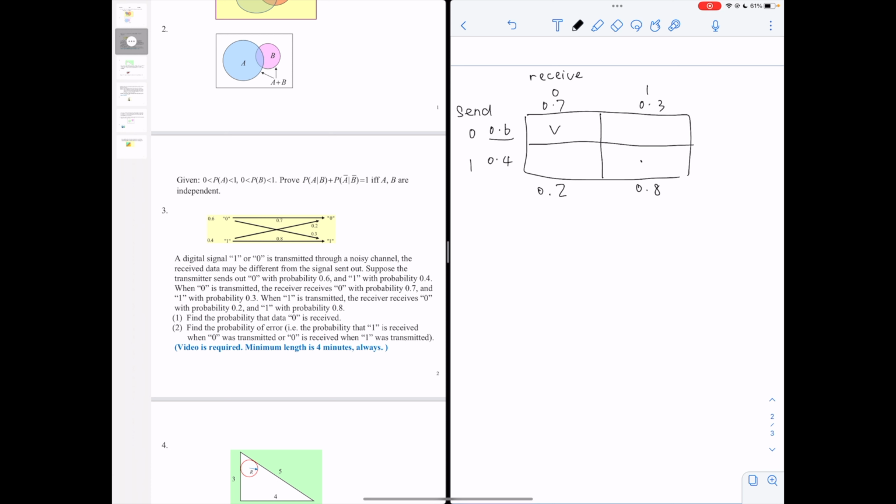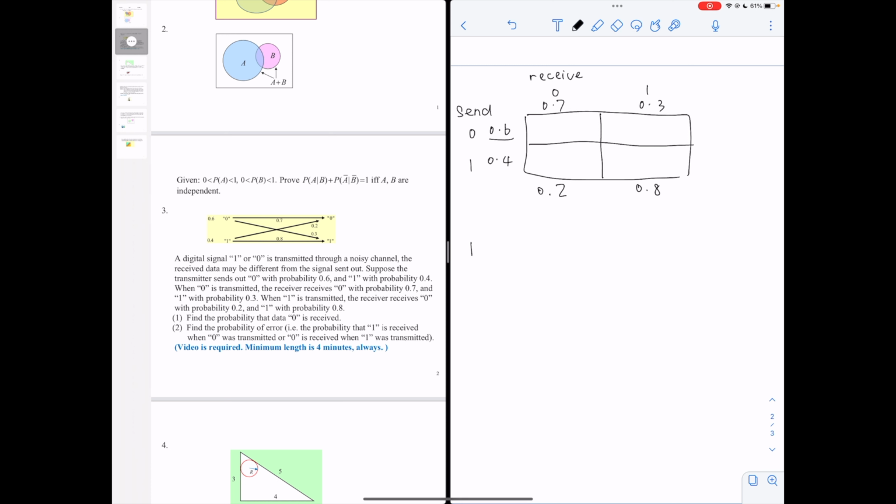Let's see those two boxes. They stand for the scenarios that a signal is correctly received. Right, so the send signal and the receive signal, they are the same. And on the other hand, the two boxes here, they stand for the scenarios where a signal gets flipped during the process and a wrong result is received. Right.